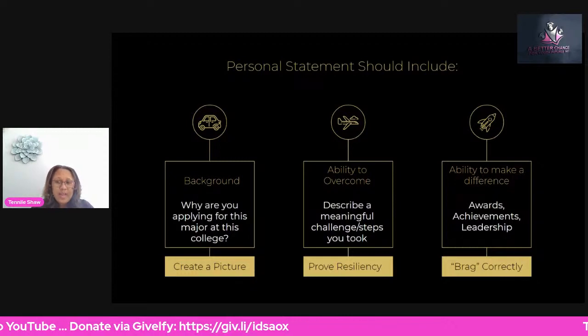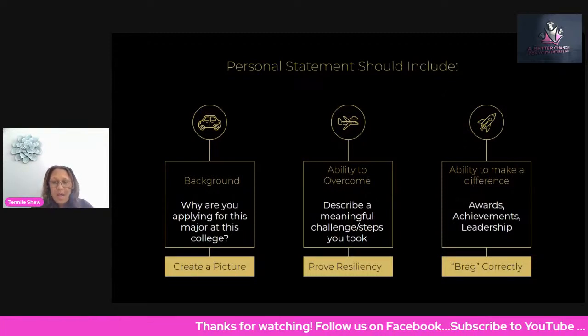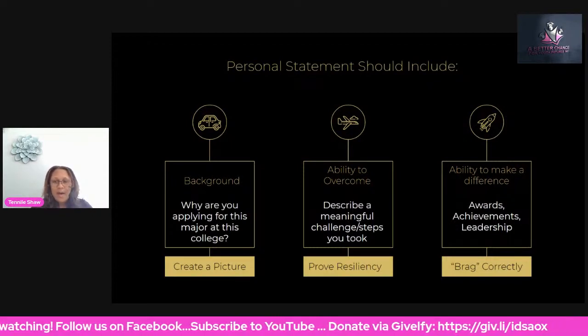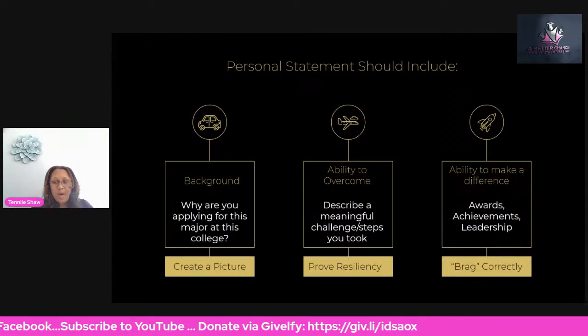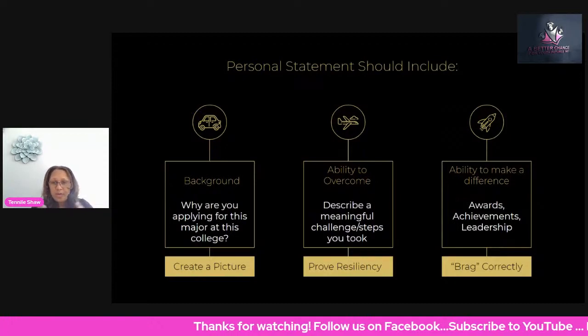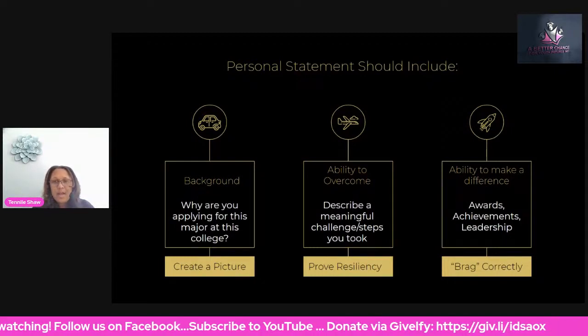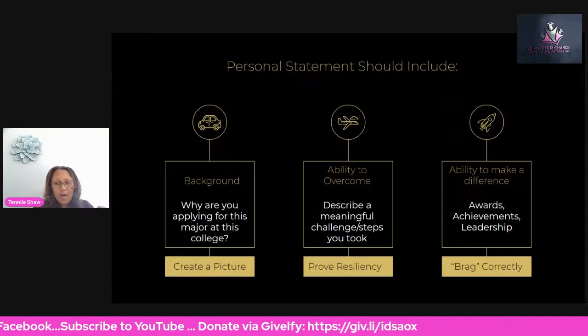They also want to see your ability to make a difference. A lot of people get into the habit of just listing the awards, accolades, things that they've had, leadership opportunities, but you want to prove that by bragging correctly. You're not just going to talk about how wonderful you are. You're going to talk about how you were able to make an impact in the group that you were a part of. How did you positively impact the student group? How did you positively impact the community? How did you positively impact the church? If you were being a mentor or tutor to someone, how did you positively impact that person? Things like that.